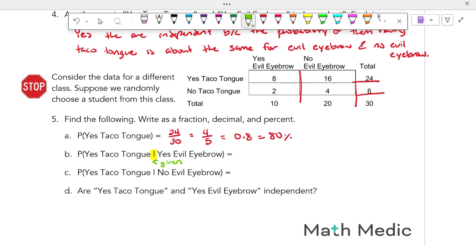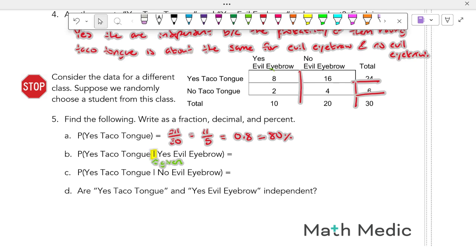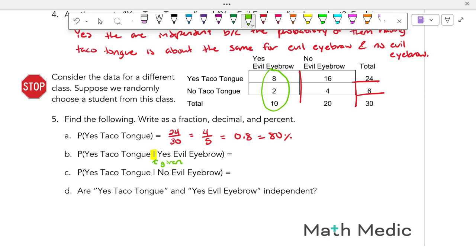It should be 8 out of what? Not 30. 10. You got to look at this column because we know for a fact that they have evil eyebrows, so it has to come out of that column. So 8 out of 10. So that's 4/5. So that's 0.8 or 80%.